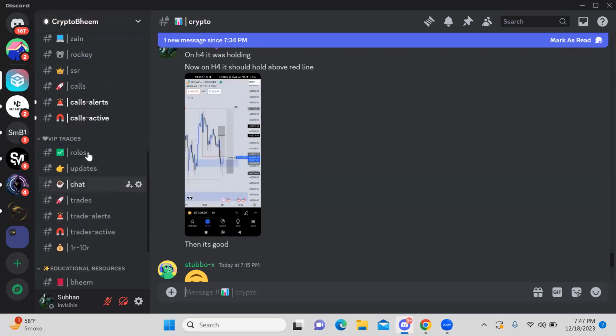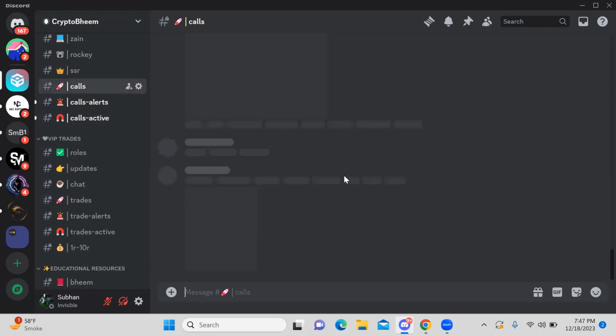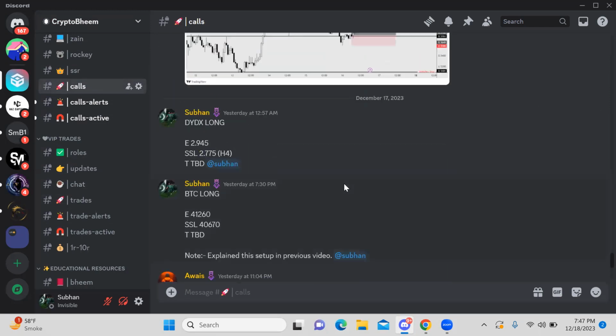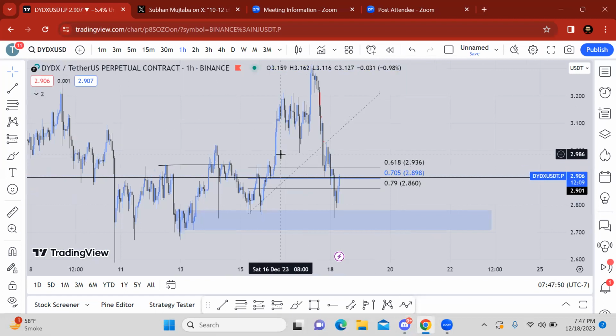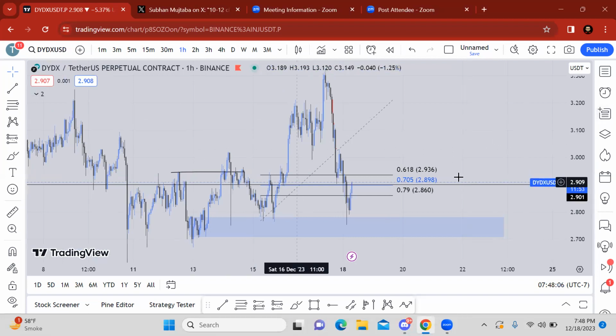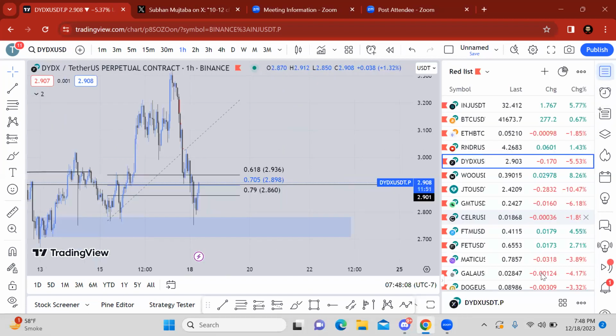Let me see, where is it. 2.94 entry. 2.945. So my entry was 2.945, somewhere here, and it came down to 2.99. So I missed by 0.05 cents, and it is coming down, okay. Another example.